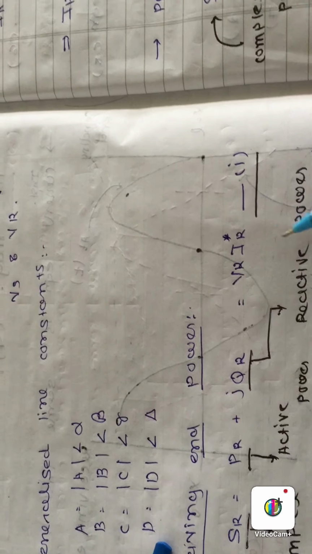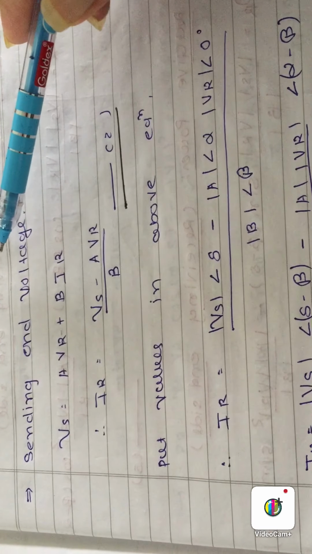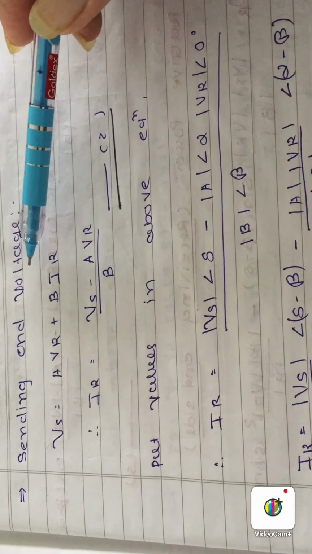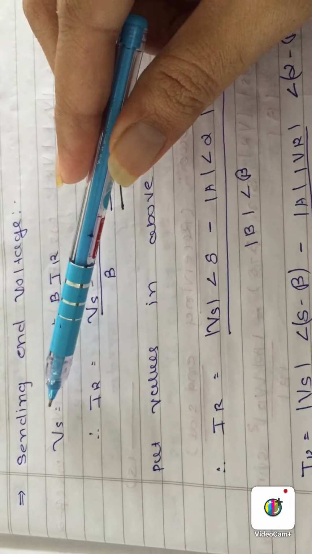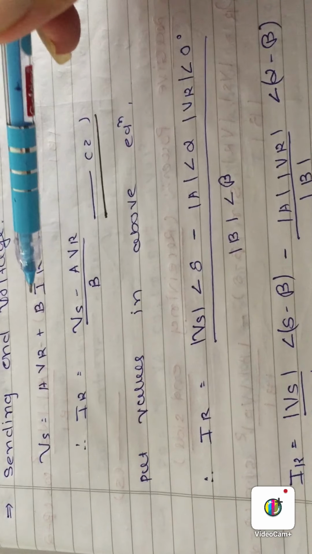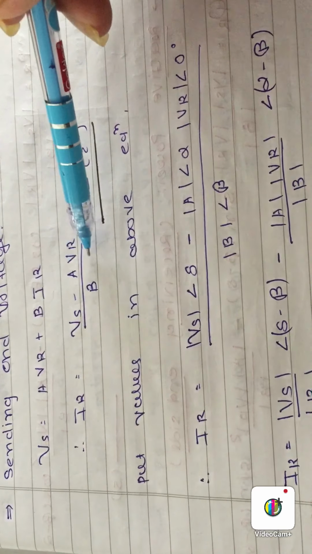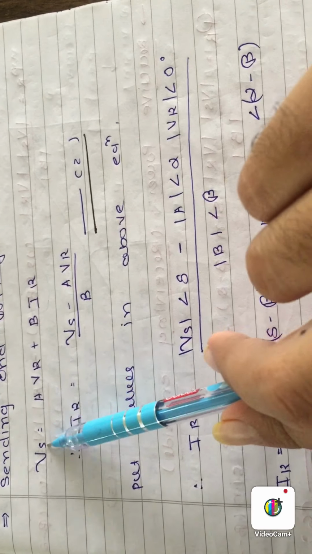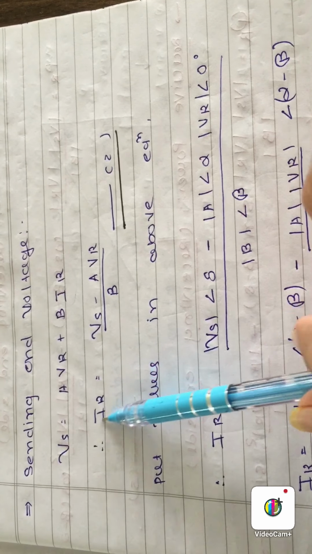Now we will take one equation to find IR. This is the equation of sending end voltage in terms of ABCD parameters. You are already familiar with this equation: Vs equal to A VR plus B IR. Now we have to find IR, so we will make IR the subject. IR equal to Vs minus A VR upon B. Just change the side, so IR comes like this: Vs minus A VR divided by B. So this is the second equation. It is the equation of IR.